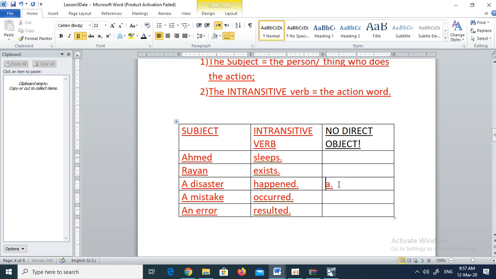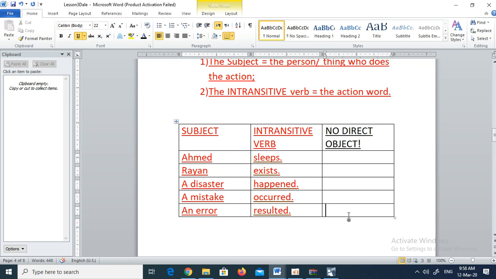There are other words you can put in the third box, but what you cannot put in the third box is a direct object. So, I can say an error resulted from his carelessness, and that is giving the cause of the error, but I cannot say an error resulted his carelessness, because that makes it the direct object. There are many other words you can put in the third box, but not a direct object. Alright, I hope this makes it a little bit clearer.